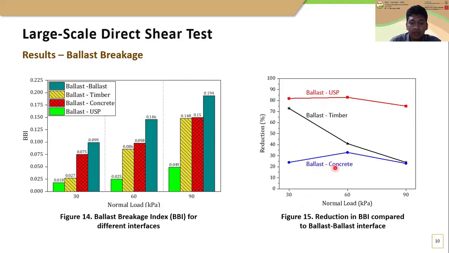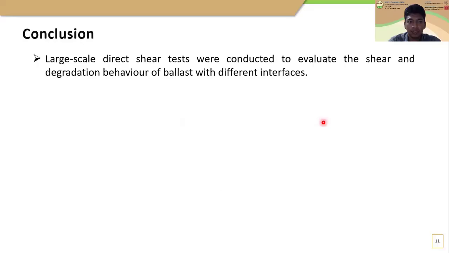However, only about 25% reduction can be observed for the ballast concrete sample. At the same time, the ballast timber sample exhibits a higher reduction compared to the ballast concrete sample. Therefore, it is clear that the application of under sleeper pad in ballasted tracks significantly reduces the ballast degradation. With that, I am moving to the conclusion of this study.